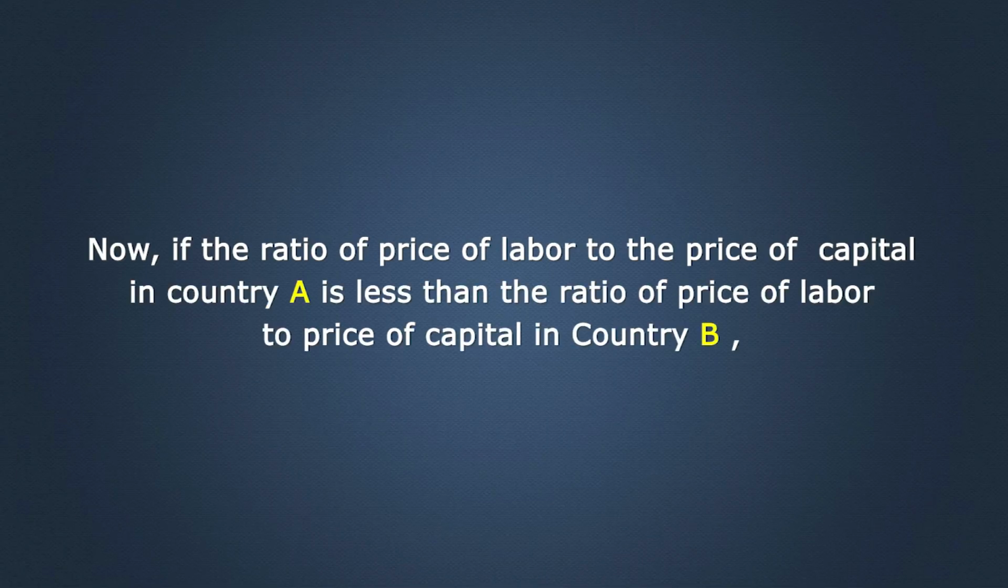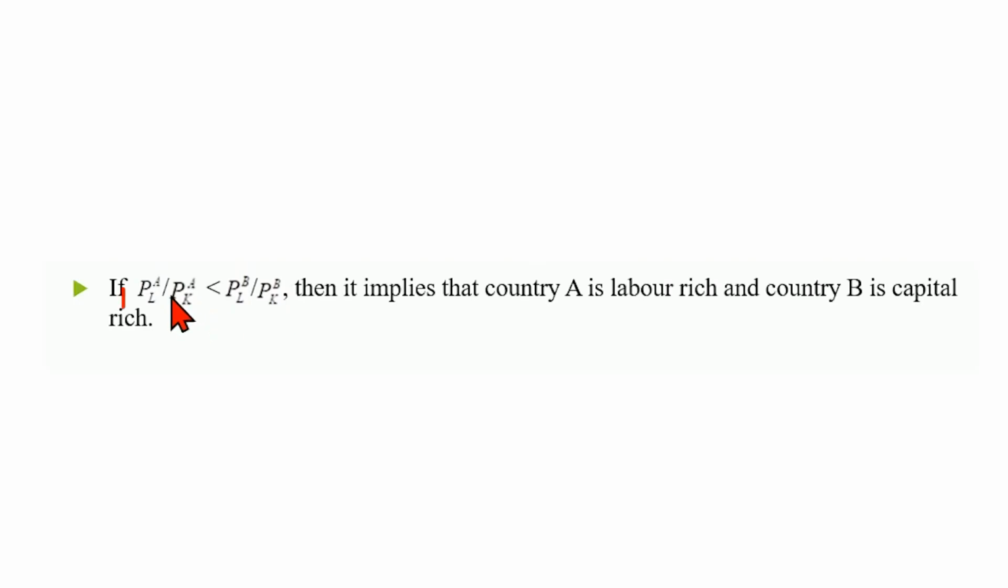Now, if the ratio of price of labor to the price of capital in country A is less than the ratio of price of labor to price of capital in country B, in notation that is PLA by PKA is less than PLB by PKB, then it can be concluded that country A is labor abundant or labor rich country and country B is capital abundant or capital rich country.